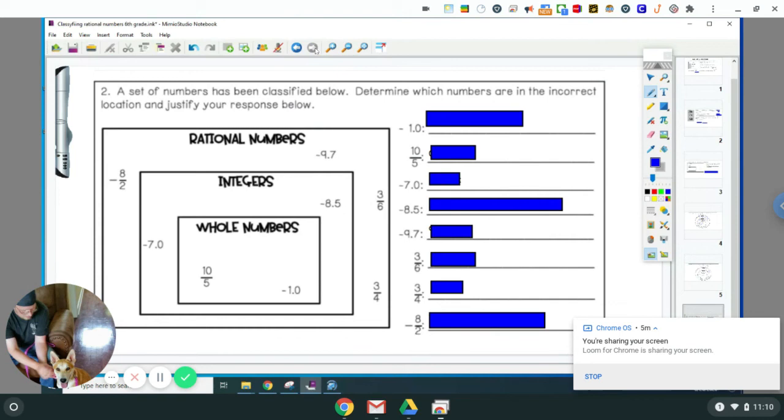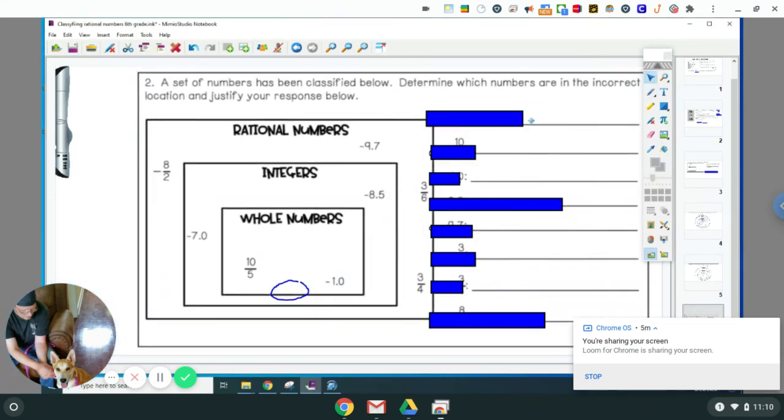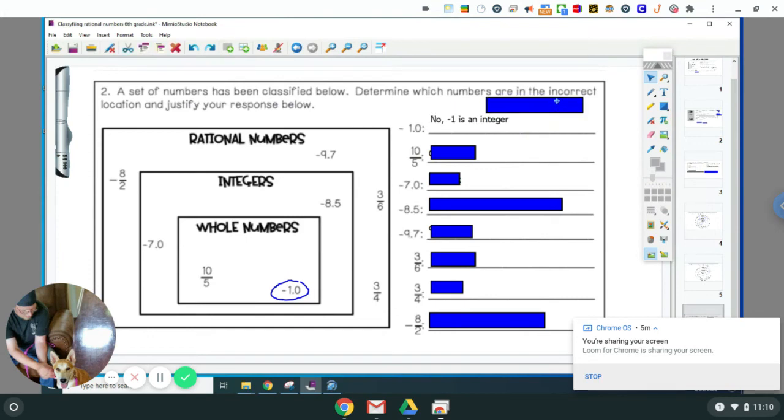Okay. A set of numbers have been classified below. Determine which numbers are incorrect. Okay, so negative 1.0 is right here. That's not correct because it's in whole numbers. A negative cannot be a whole number. So no, negative 1 is an integer.